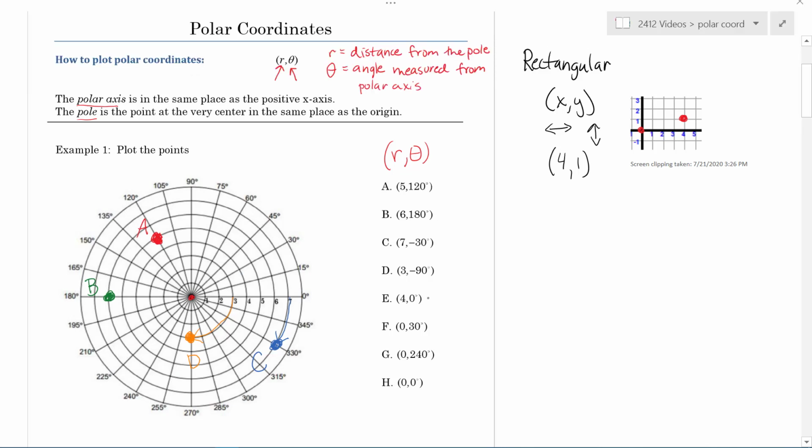Okay, I want us to pay close attention to these last 4 points. So this is going to come up again later. Point E. So that's R value of 4, so that's on circle 4, so I know I'm going to be somewhere on circle 4, I just don't know which direction I'm going to plot that point. The angle measure I'm given is 0 degrees. So that is going to be right here at the 0 degree mark and also on circle 4. So that would be point E.